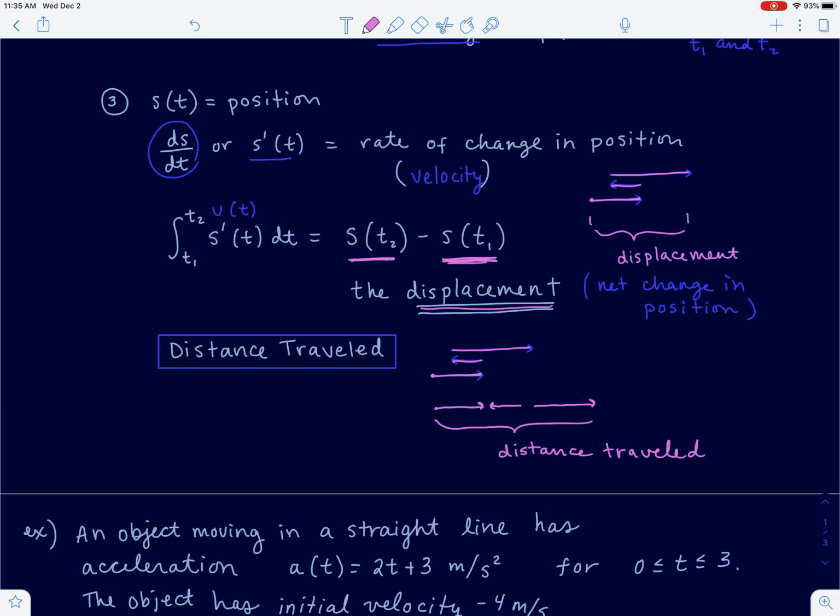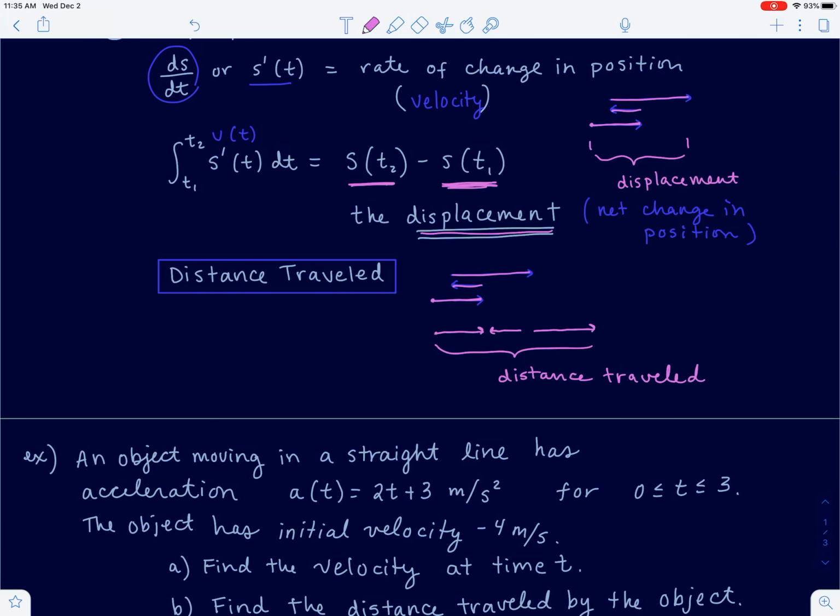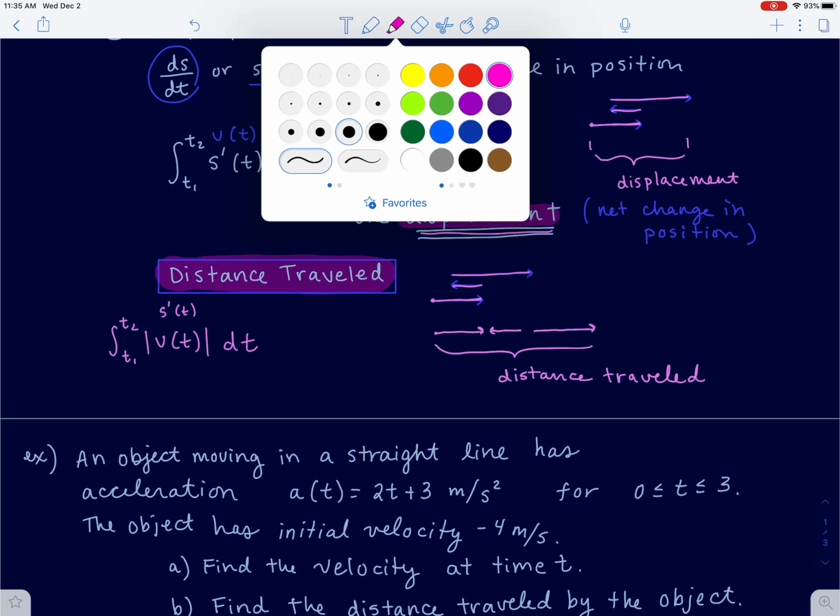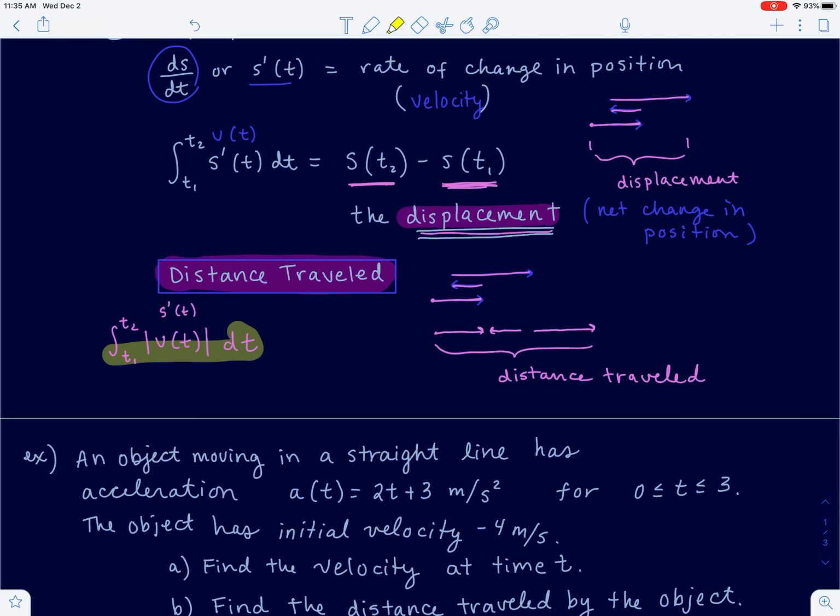So for distance traveled, we use the integral from t1 to t2 of the absolute value of the velocity, or s prime. Oops, that's ugly. Okay, so this is an important thing from this section, that we make the distinction between distance traveled and displacement. Distance traveled is this right here. I'll kill it with the highlighters.